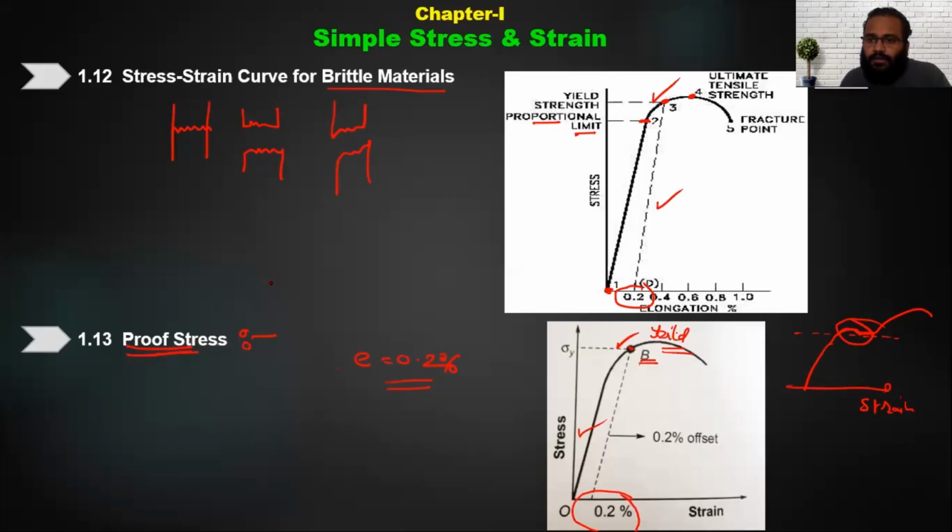So I hope you have understood this particular part: the stress strain curve for brittle materials and the stress strain curve for ductile materials, and what the proof stress value is and why it is required. You should know what proof stress is and why it is required, because this question will come to you whenever you go to any viva or any design concept.